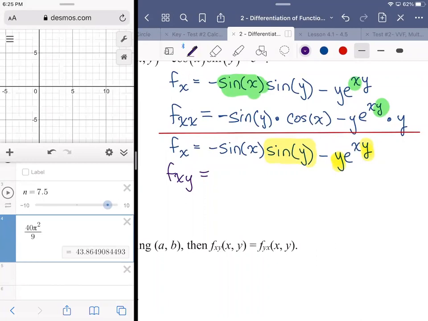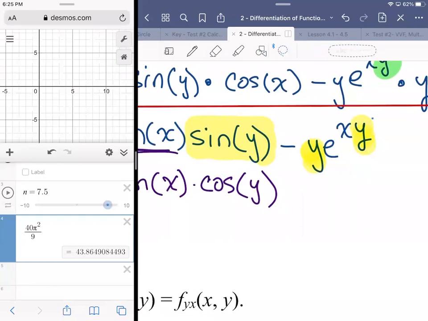Okay. So anyway, the derivative of sine of y would be cosine of y. So I'm bringing down this guy. Negative sine of x stays as is. Sine of y becomes cosine of y.